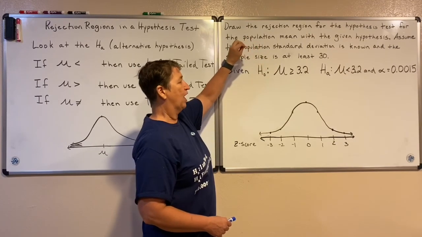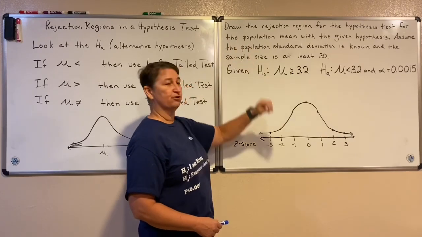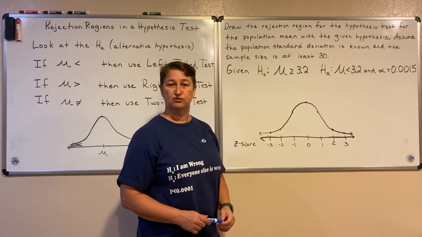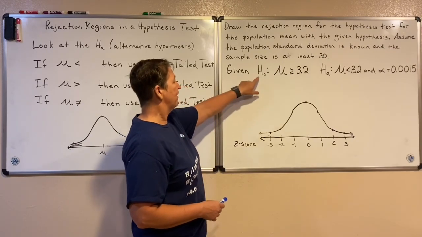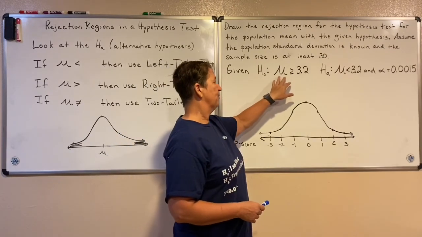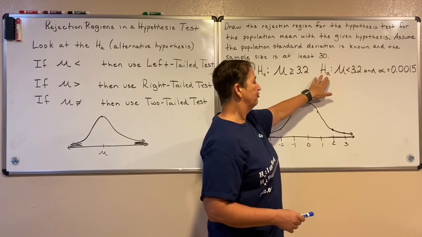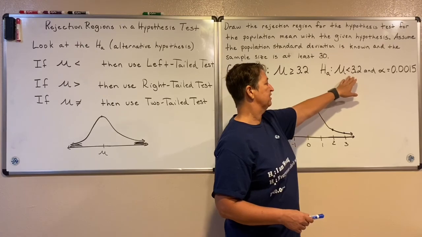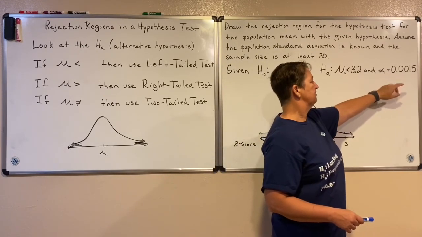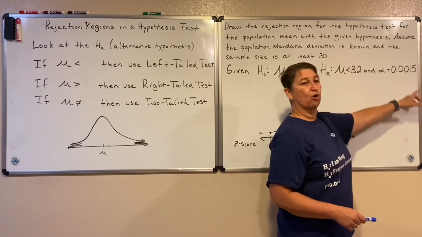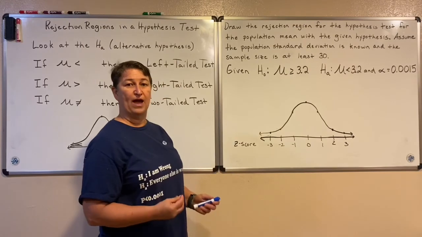And we know that our test statistic is going to be part of a normal distribution because our standard deviation from the population is known and we have a sample size of at least 30. So if our null hypothesis is that the mean is greater than or equal to 3.2 and our alternative hypothesis is that the mean is less than 3.2 and our level of significance is 0.0015, then we want to just draw that rejection region.